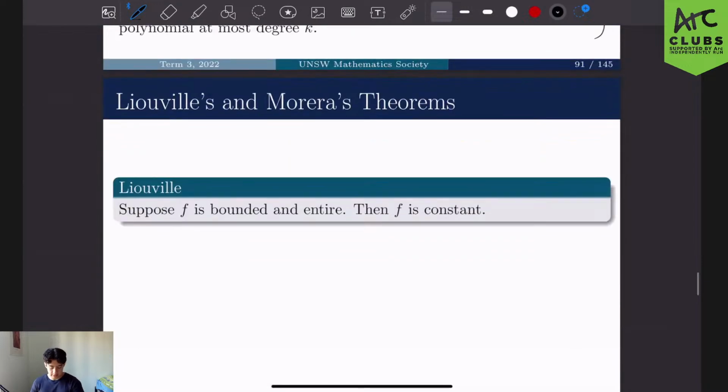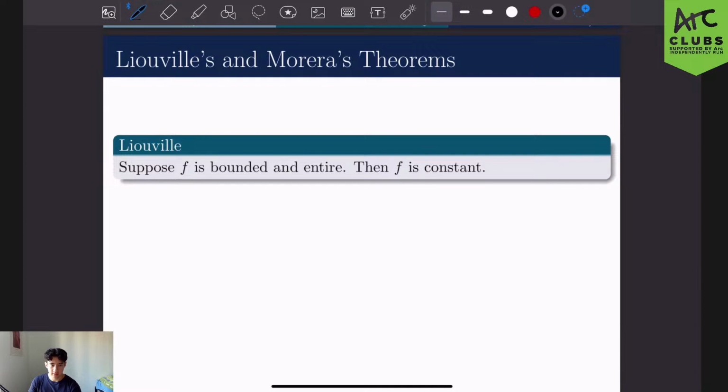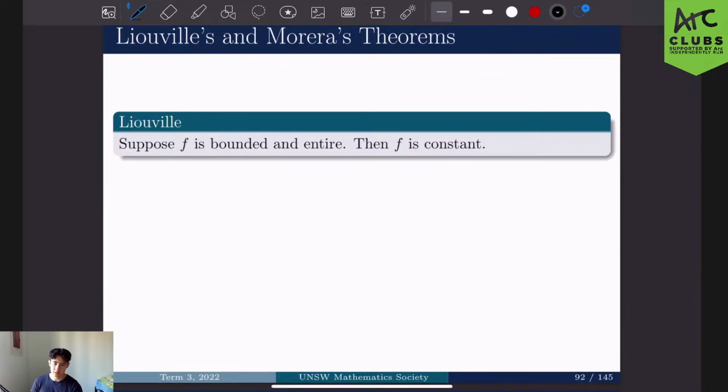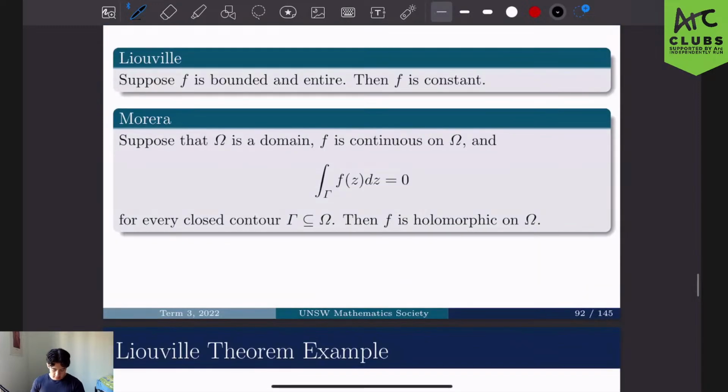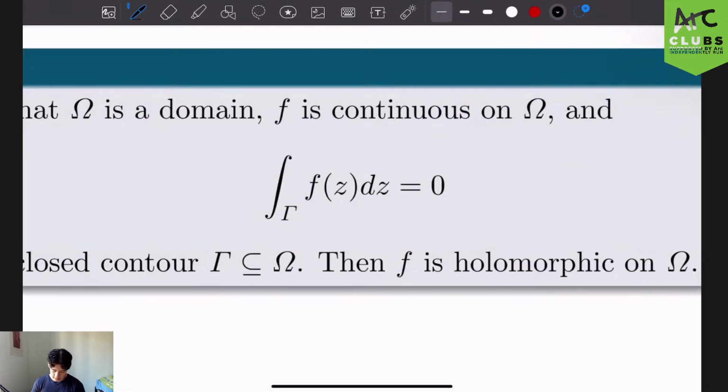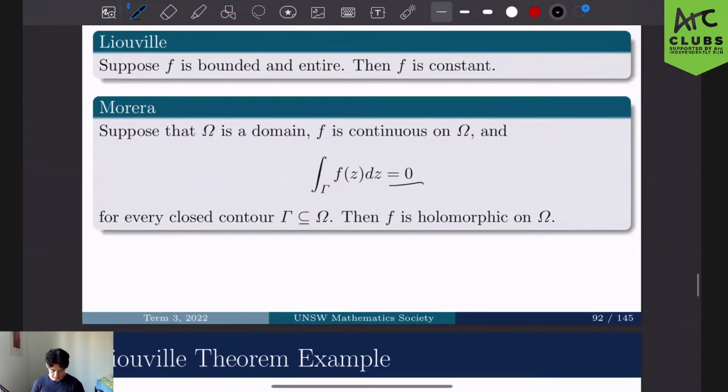Okay, so almost finished with Liouville's and Morera's theorem. So first, suppose that f is bounded and entire, then f is constant. That's what it means. And we also have, suppose that omega is a domain, f is continuous on omega, and the integral of f of z with respect to z is equal to 0 for every closed contour, then f is holomorphic. So this is the reversal of the Cauchy-Goursat. Before, it was required to be holomorphic, and then we could apply this to equal 0, but now we're just saying the reverse. If it is equal to 0, then that means that f is holomorphic.